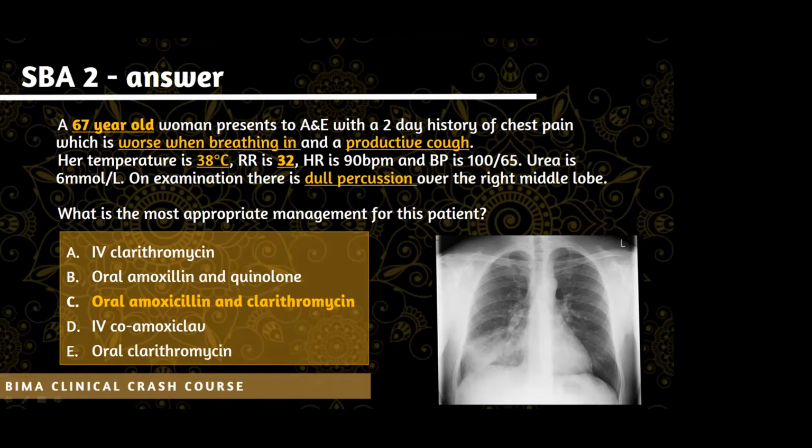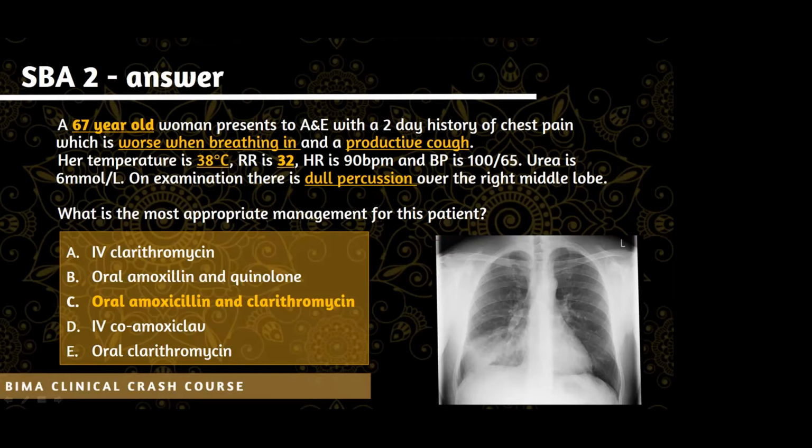Why you want this is essentially you've got a 67-year-old, so not a young person. They've got a little bit of chest pain with a productive cough. It's a pleuritic type chest pain because it's worse when they breathe in. They've got a raised temperature, a pretty raised respiratory rate. The heart rate's a little bit tachy and their blood pressure is slightly low. And their urea is 6 millimoles. Essentially, that can be used to calculate what's called your CURB-65 score, and we'll come on to that in a minute.